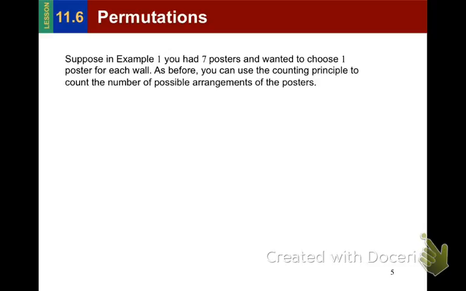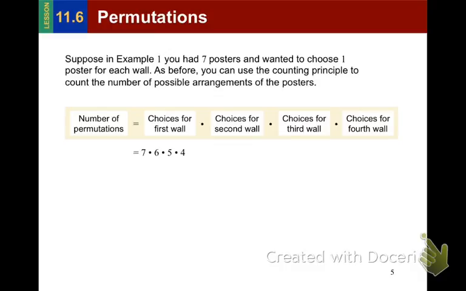Suppose that you had 7 posters and you want to choose 1 for each wall. You can use the counting principle to count the number of possible arrangements of the posters. Now what's going to be different is your starting number. This is like having 7 items taken 4 at a time, because there are only 4 walls to divvy them out. How many choices for the first wall? 7. For the second wall? 6. Then 5. Then 4. Now this is not 7 factorial, because 7 factorial would take us all the way down to 1.